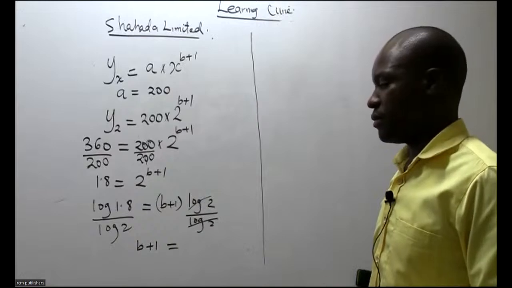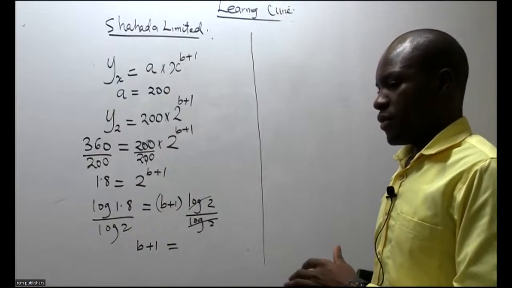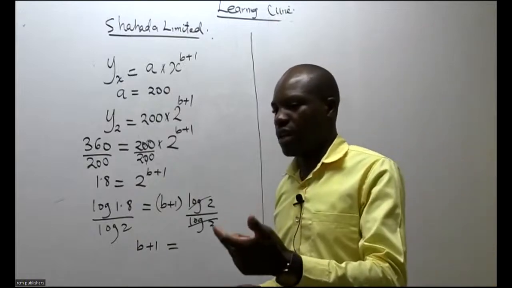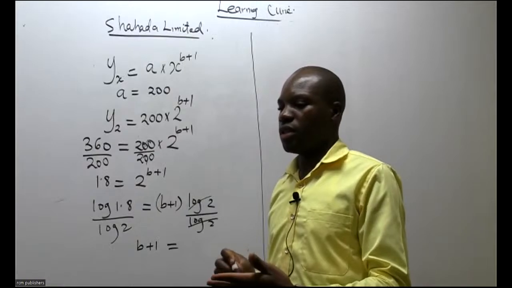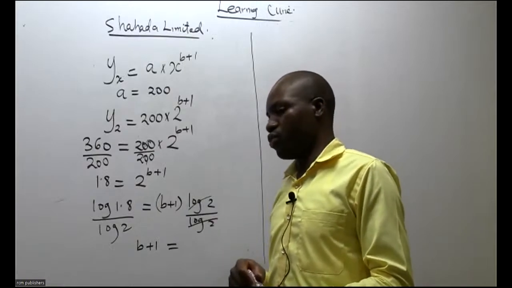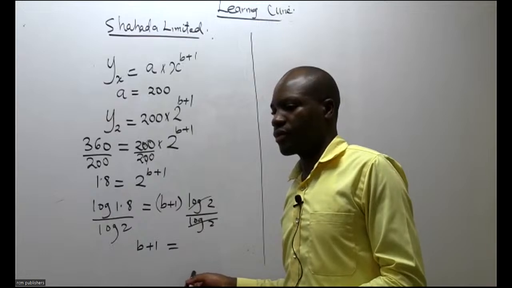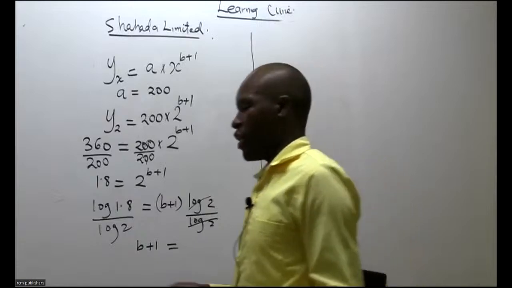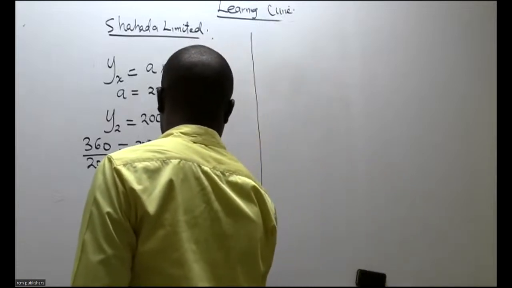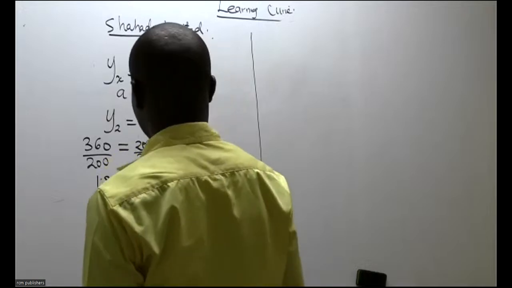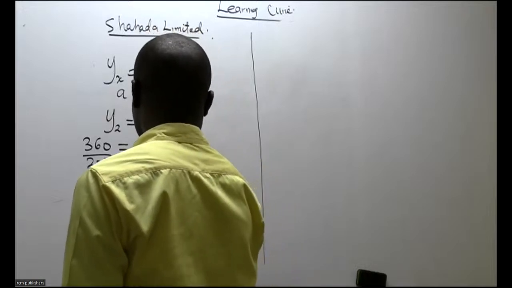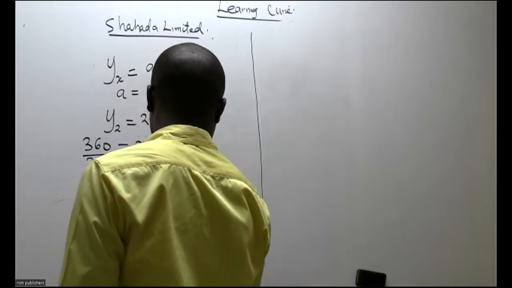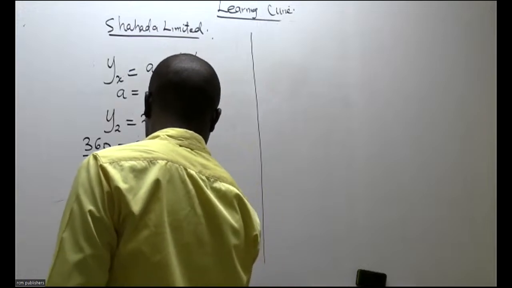What will you have? Log 1.8 divided by log 2. Just go to your calculator. What will we have here? 0.8480. That is what we have. Are you able to go ahead and give me the value of B? B is equal to 0.8480 minus 1.